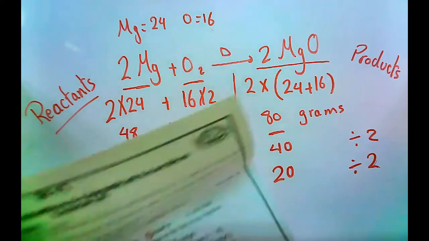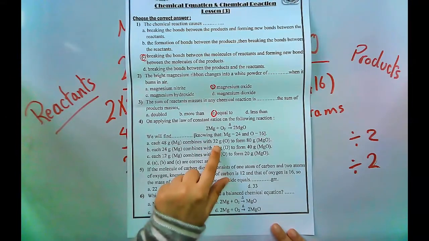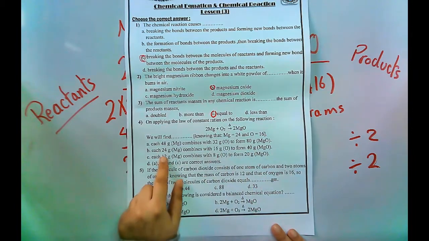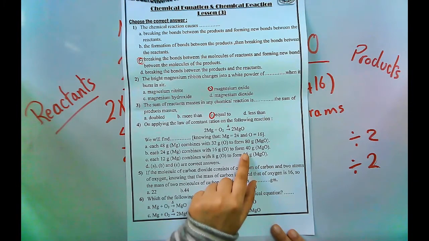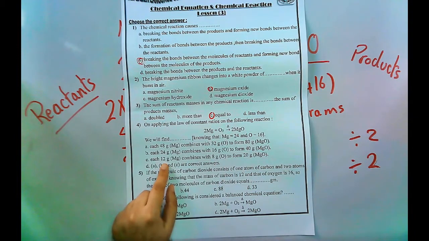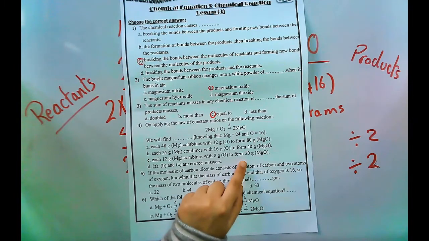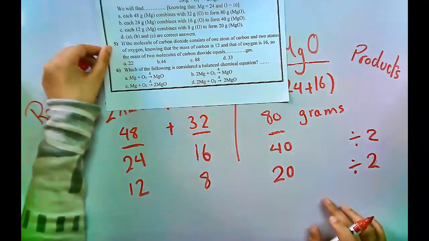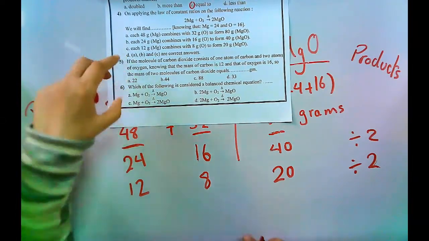So here in this choice, each 48 gram of magnesium combined with 32 gram of oxygen to form 80 gram of magnesium oxide. This is right. Each 24 gram of magnesium combined with 16 gram of oxygen to form 40 gram of magnesium oxide. This is also right. Each 12 gram of magnesium combined with 8 gram of oxygen to form 20 gram of magnesium oxide. This is also right, and we calculated them from this calculation. All of them are right, so I will choose A, B, and C.